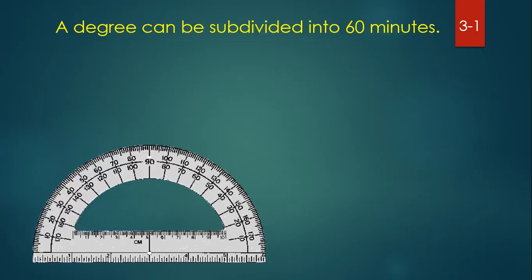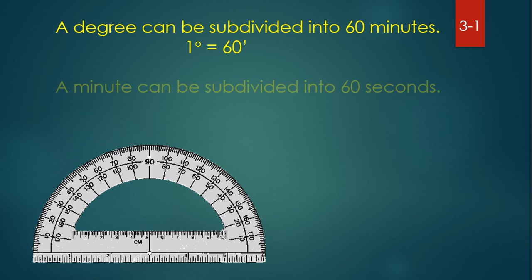Or if we are measuring the capacity of something in gallons, maybe we divide the gallons into quarts and we say there are 4 quarts in a gallon. Well, in this case, we say that if we subdivide a degree into 60 equal parts, each of those equal parts is called a minute. Now, the minutes are very small, but a minute can also be subdivided into 60 seconds. So there are 60 seconds in 1 minute, and you'll notice the notation we have for minutes and seconds.